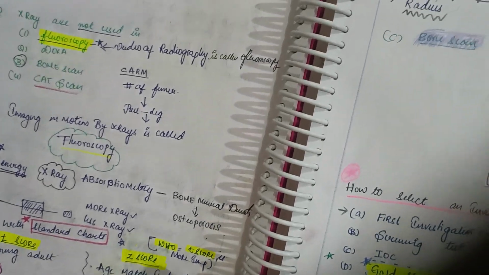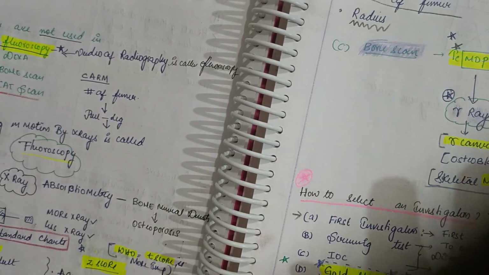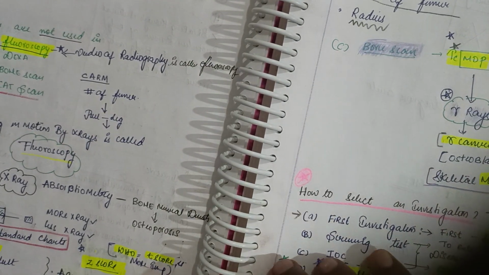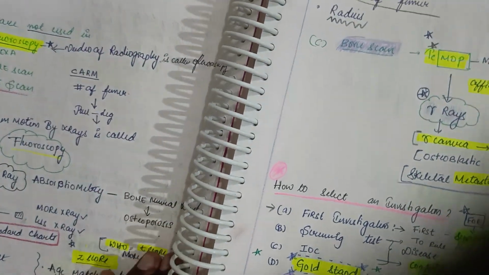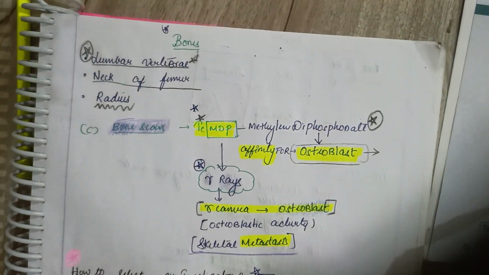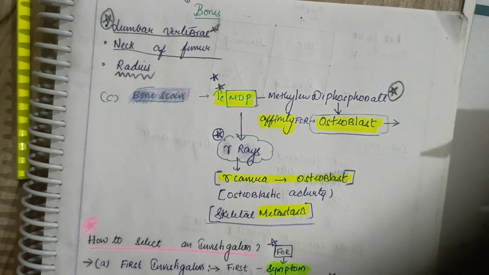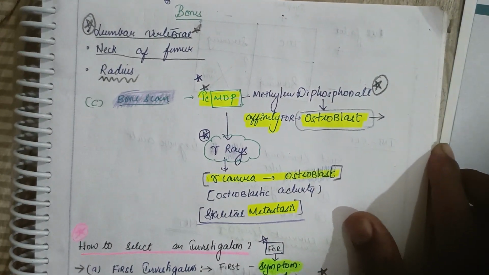The next important thing they have asked us regarding DEXA is which bones we take into consideration. We have different types of vertebrae, but we're going to look into the lumbar vertebrae and the neck of the femur. These two bones we look at in DEXA for the comparison.